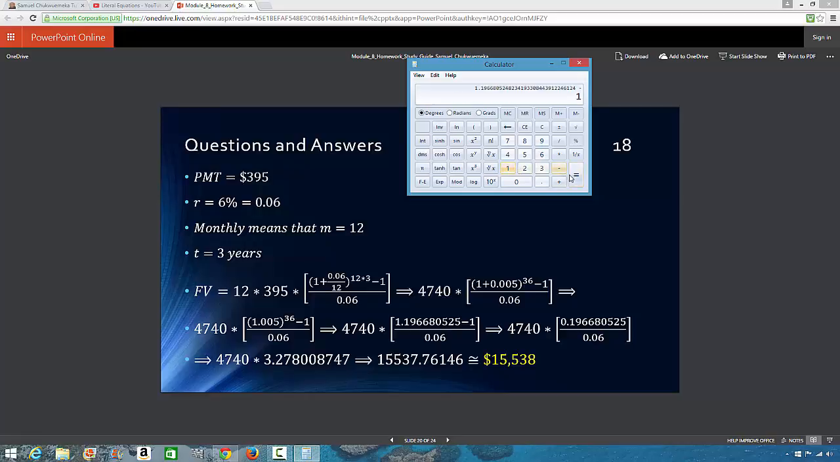minus 1 equal to, then divided by 0.06 equal to, order of operations. You want to finish the bracket first. Then times 395 equal to, then times 12. Although you can do times 395 times 12 right away. And you now have this $15,538. Okay.